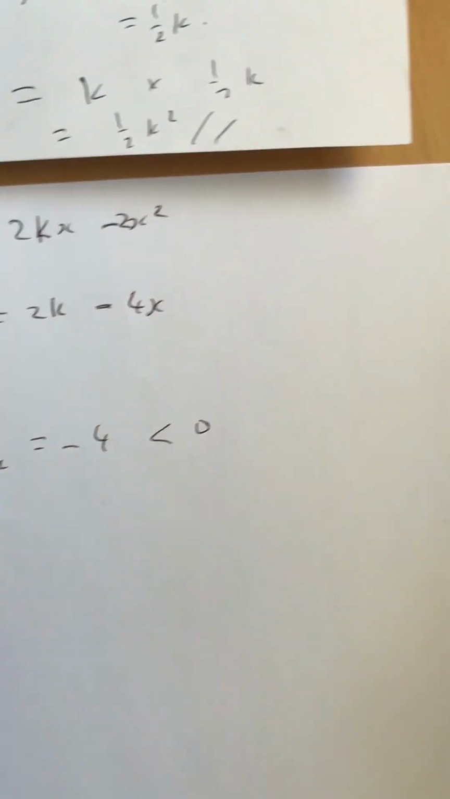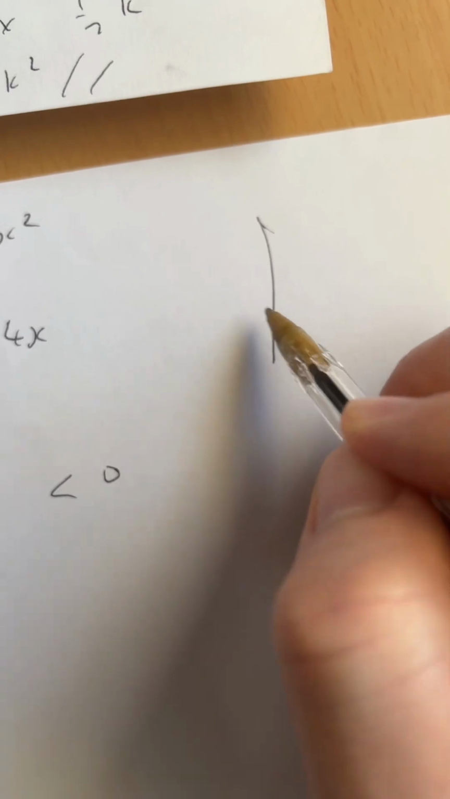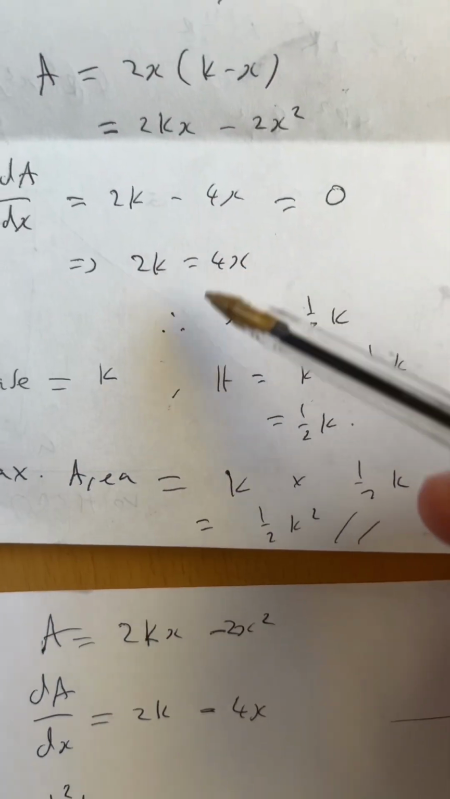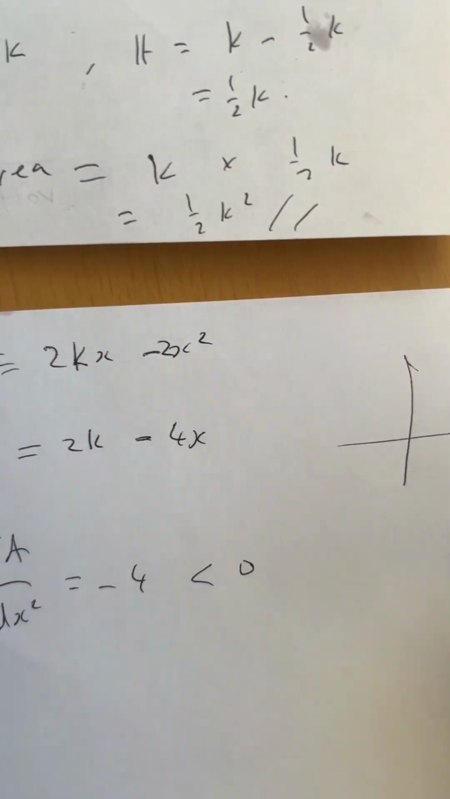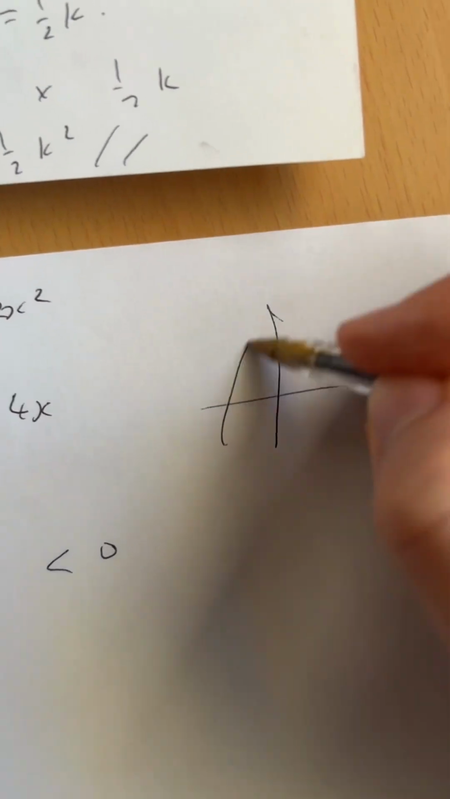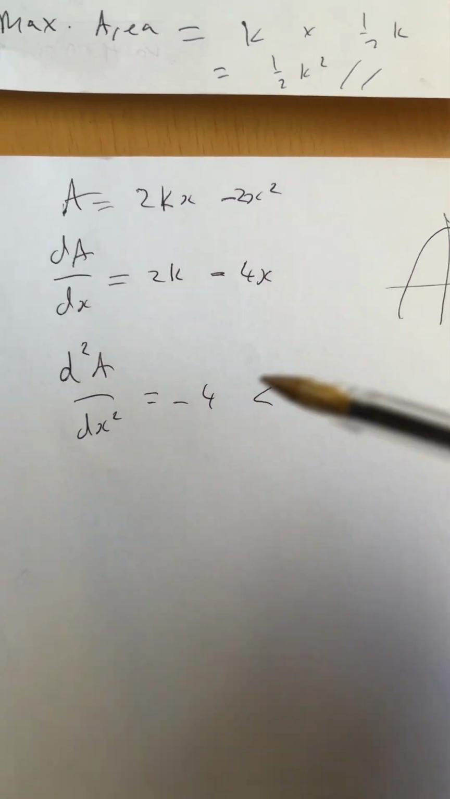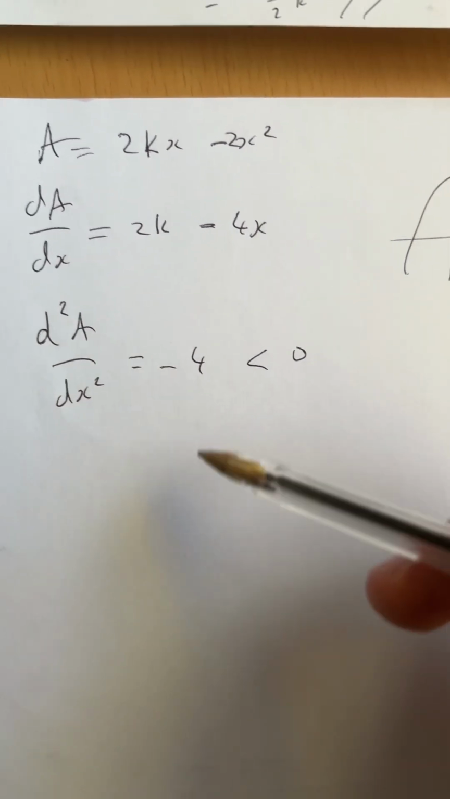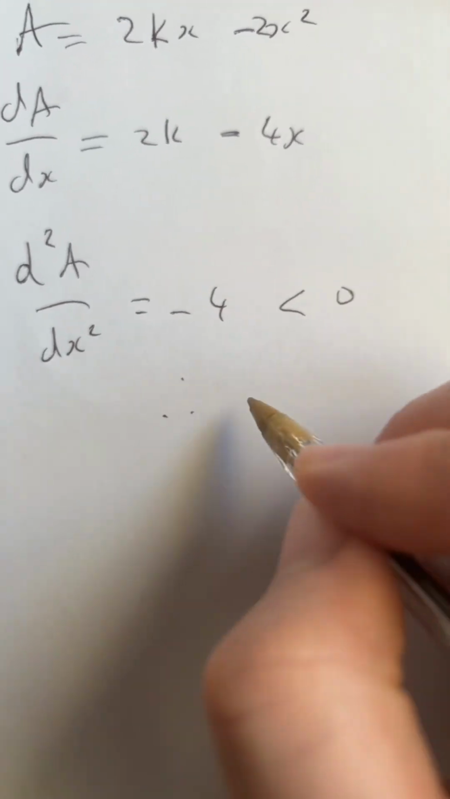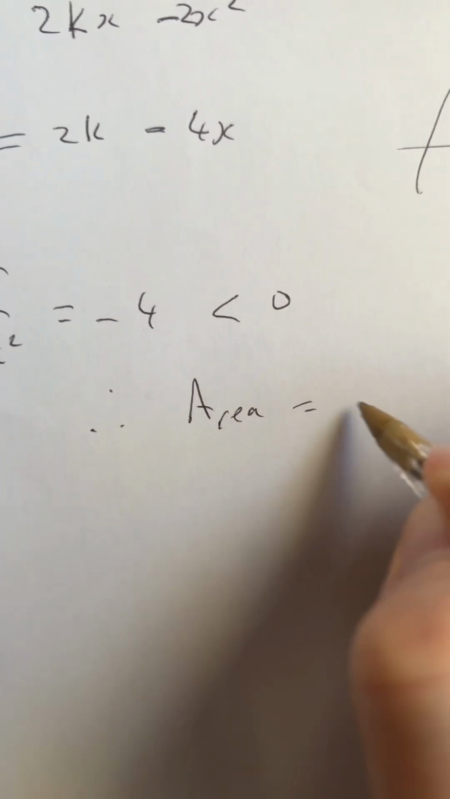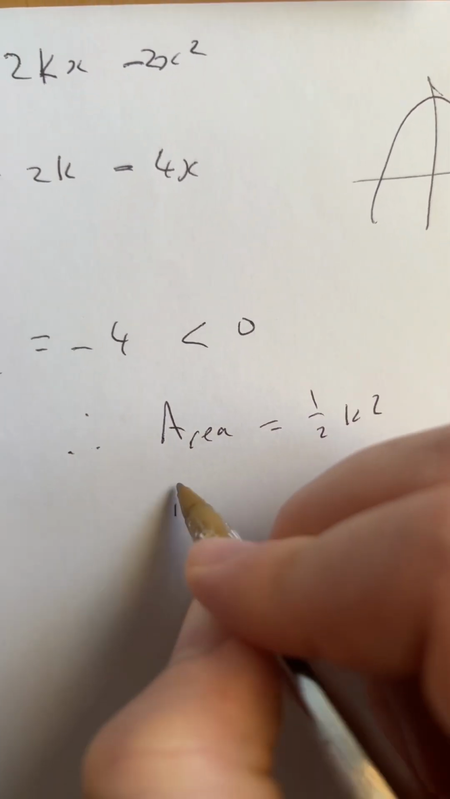The curve is quadratic, which means it's a concave curve. So obviously with this area formula that we have here, it's a quadratic shape, isn't it? So it's a negative quadratic like this. So you're going to have a maximum point. So that's quite clear. So you just say now, therefore, area equal to half k squared is maximum.